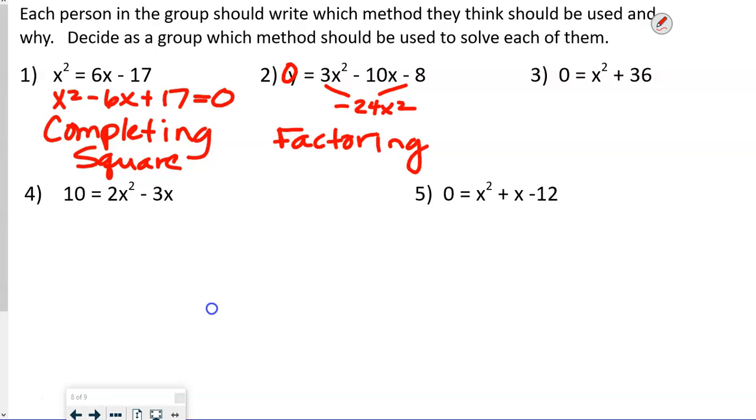This next one, notice I don't have a b, right? There's no b. So because there's no b, then I'm going to use square root.